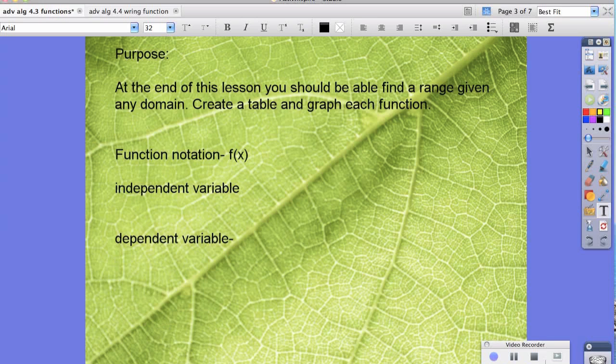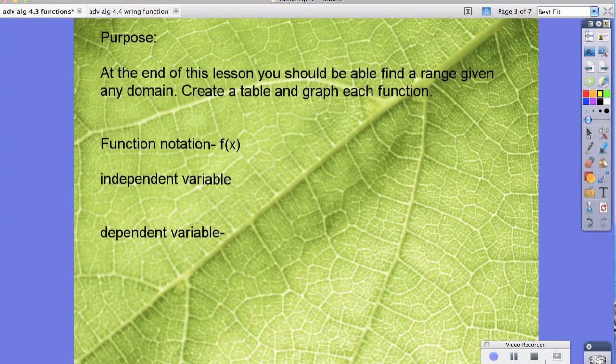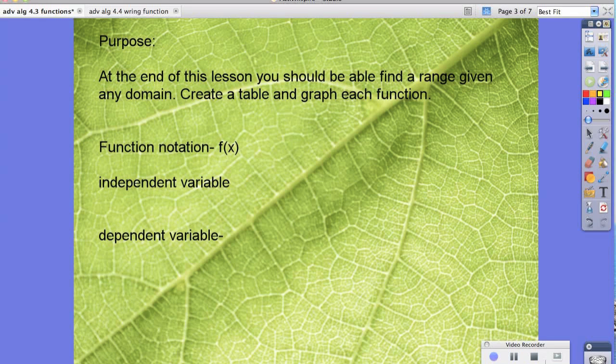So now, at the end of this lesson, you should be able to determine or find a range given any domain. In addition, you should be able to create a table and graph each function. So there's 3 definitions we need to discuss. First of all, we have something called function notation, which is denoted by this f of x. Now, we read it as f of x, or this function as it is related to x. And we'll talk about this a little bit more later.